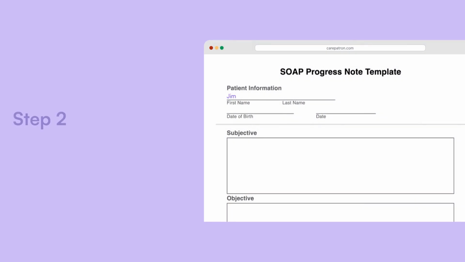Fill out the details. The next step is to document patient information, which involves assessing the patient's condition, medical history, and physical examination findings. You must fill out the SOAP note with the date of your session with the client, their name, and ID if there is one.